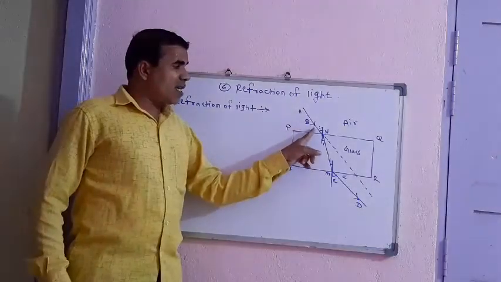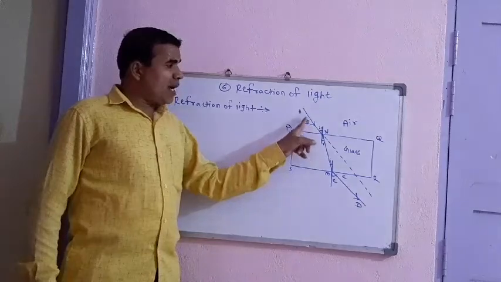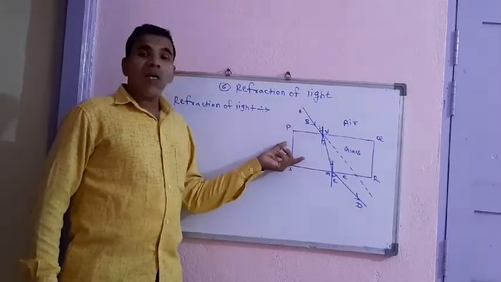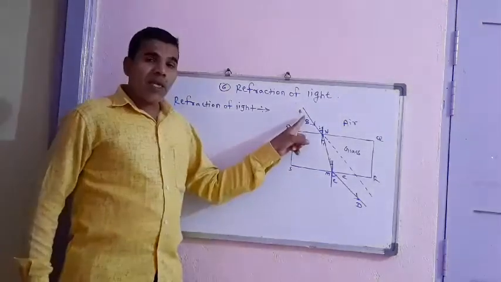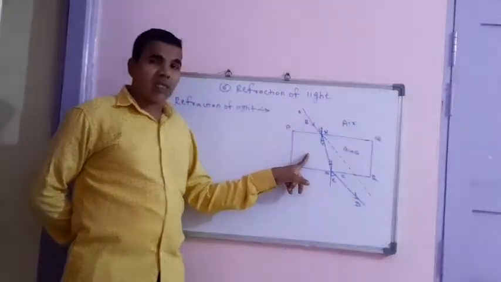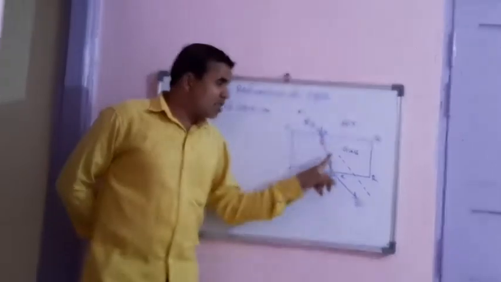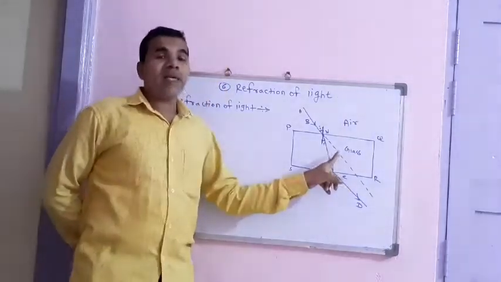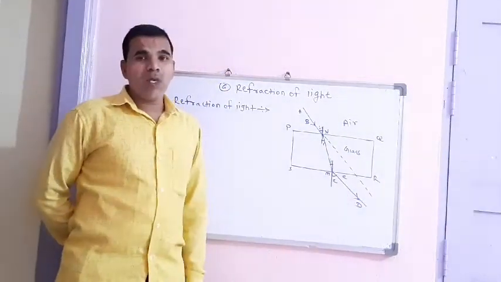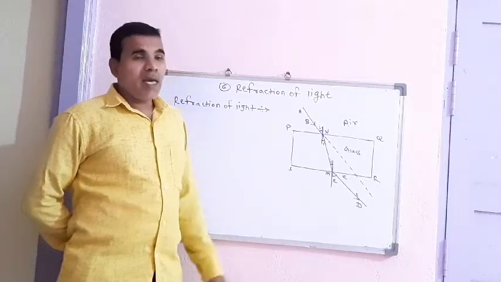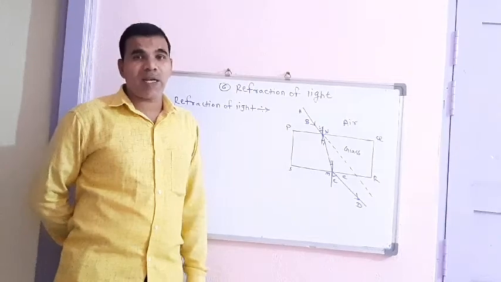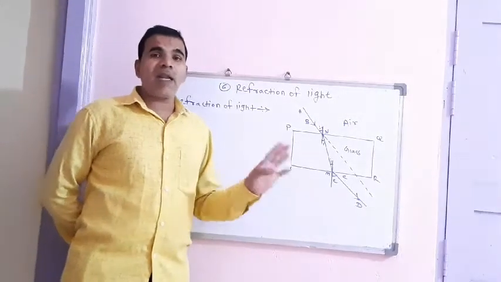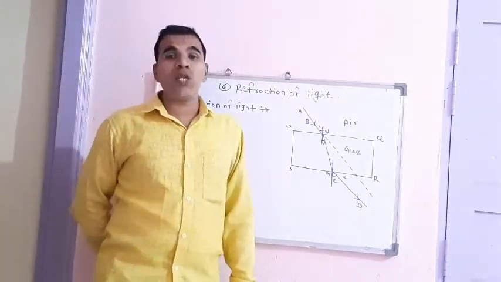Ray AB is an incident ray. Ray AB enters into the glass. It is a glass slab. When the incident ray enters into the glass, it changes its direction and emerges from the glass. So these rays are said to be refracted rays. The incident ray and refracted ray are always opposite to each other.